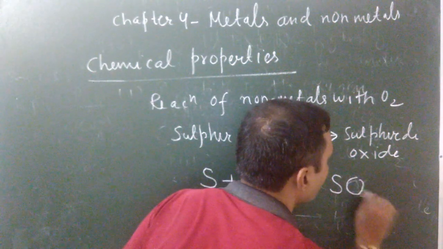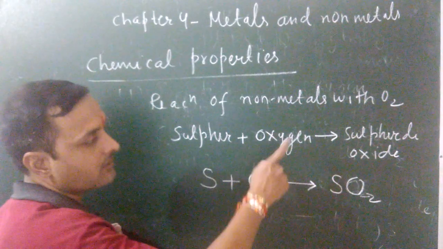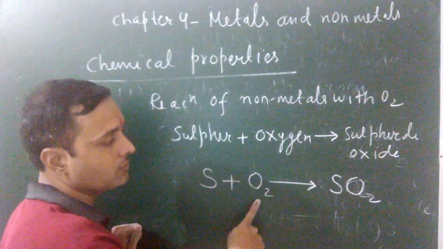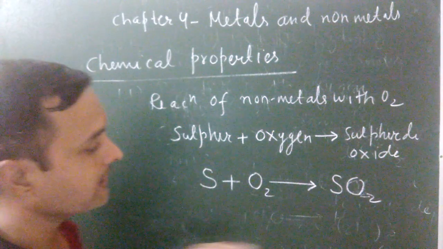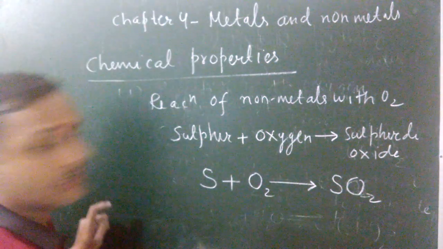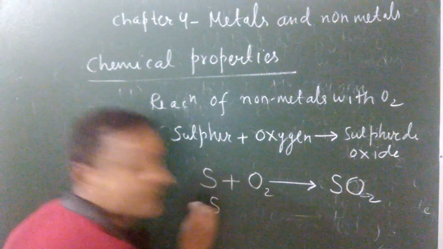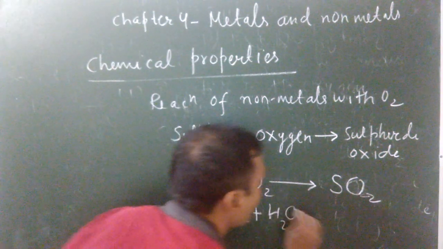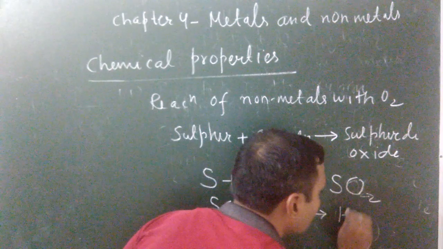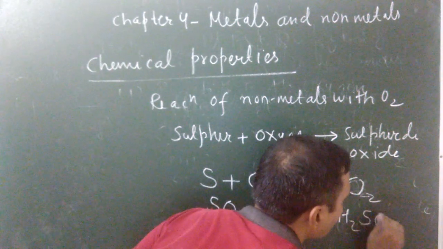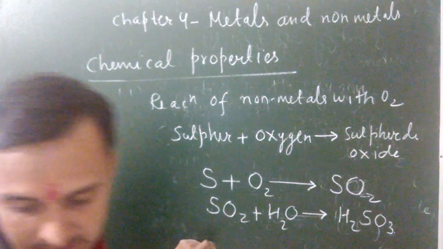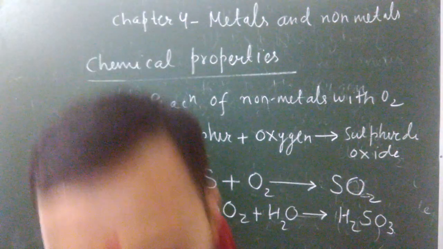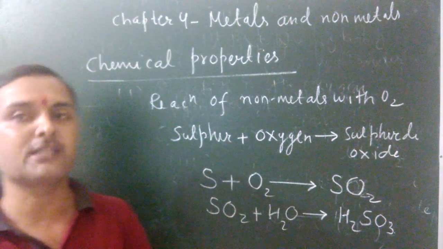Once again, first of all, sulfur combined with oxygen forms sulfur dioxide. The symbol of sulfur is capital S, oxygen is O2, and it forms a non-metal oxide, that is sulfur dioxide. And this sulfur dioxide combines with water, SO2 plus H2O, and forms an acid known as sulfurous acid, H2SO3, sulfurous acid, that is given in your book. So this is all about the chemical properties of metals and non-metals.